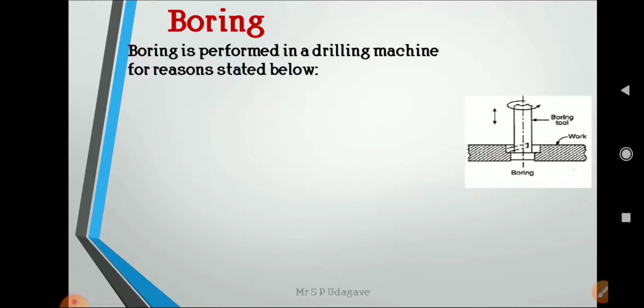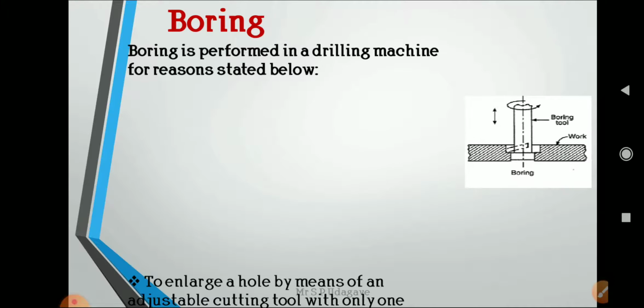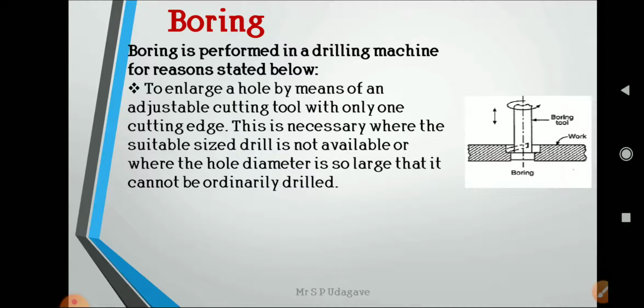The next operation is the boring operation. Boring is performed on a drilling machine for a number of reasons. The basic reason is enlarging an initially drilled hole. A single point cutting tool is attached to a cylindrical rod or welded to the rod, and we can create the required size of hole by using the boring tool. We can take the reasons one by one.